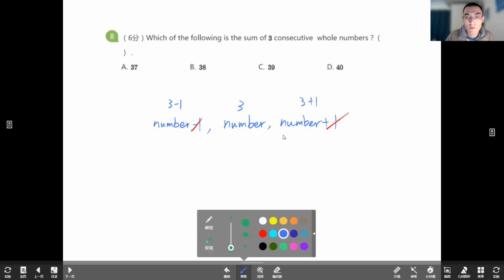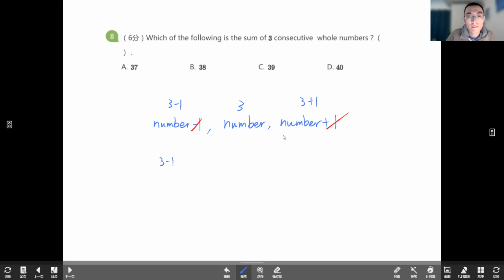Because you see, if I write 3 minus 1 plus 3 plus 1, and then I write on the right hand side 3 plus 3. Will it have any effect? Is it any different? It is not. 3 minus 1 is 2. 2 plus 3 is 5. 5 plus 1 is 6, which is equal to 3 plus 3. So the minus 1 and the plus 1, we can just cancel them out. We just cross them.